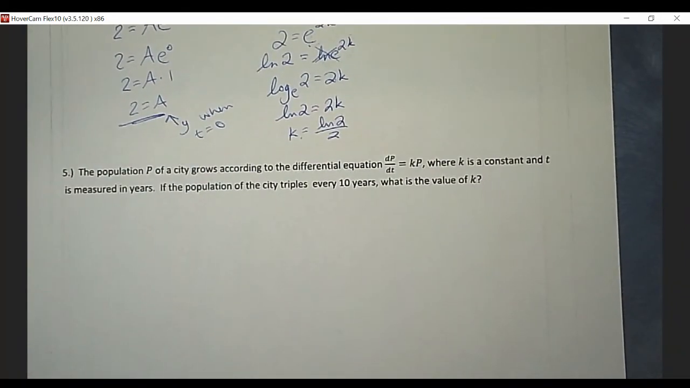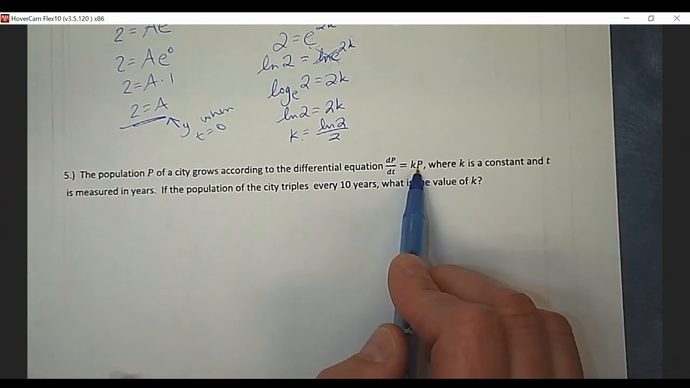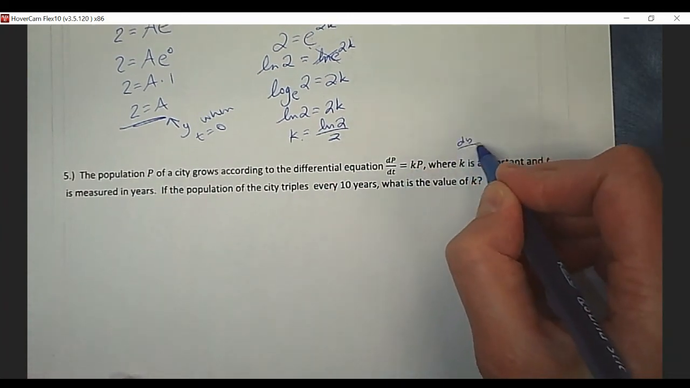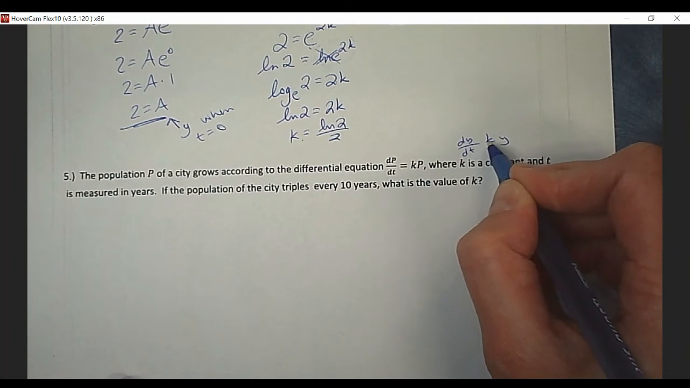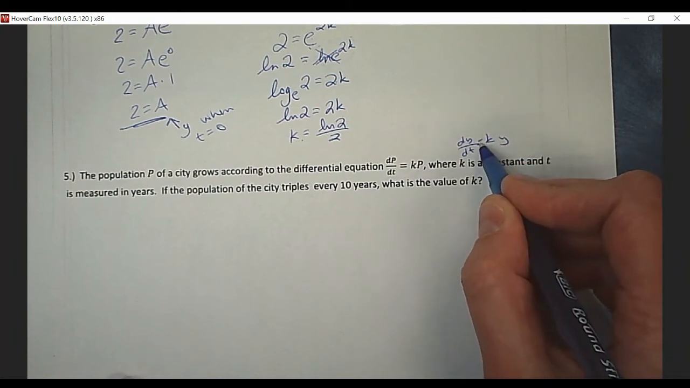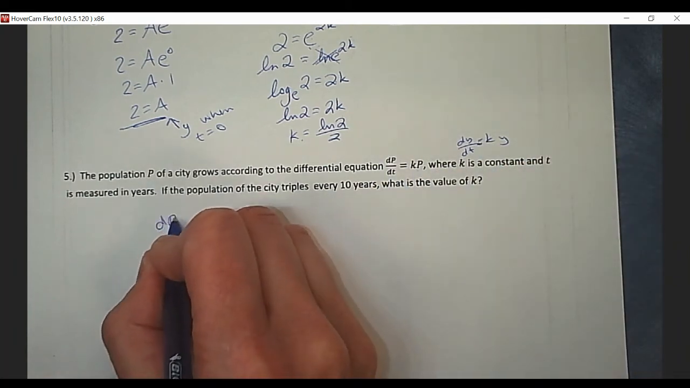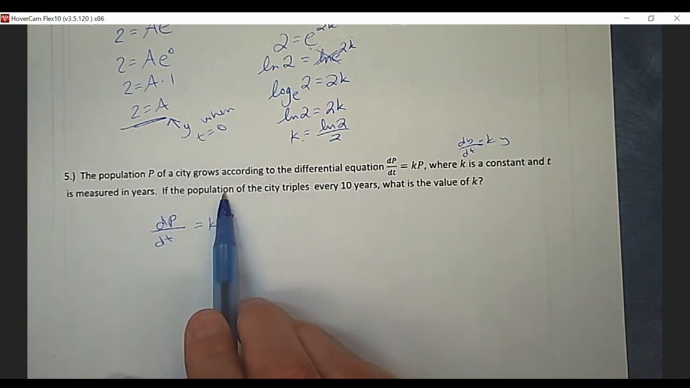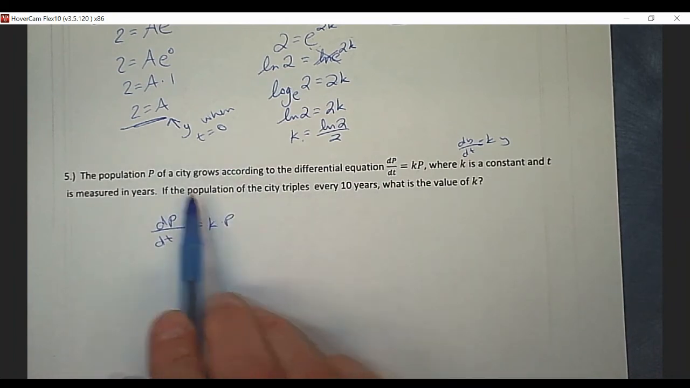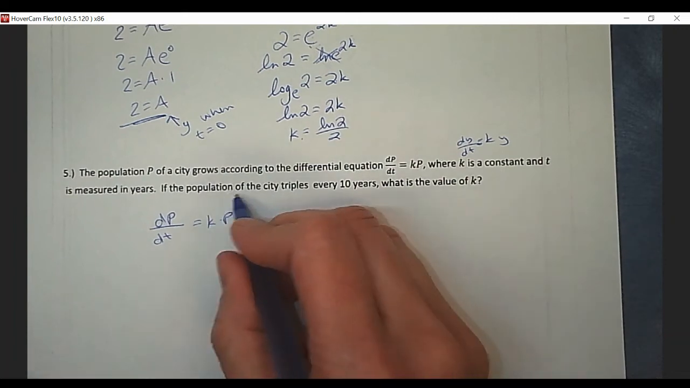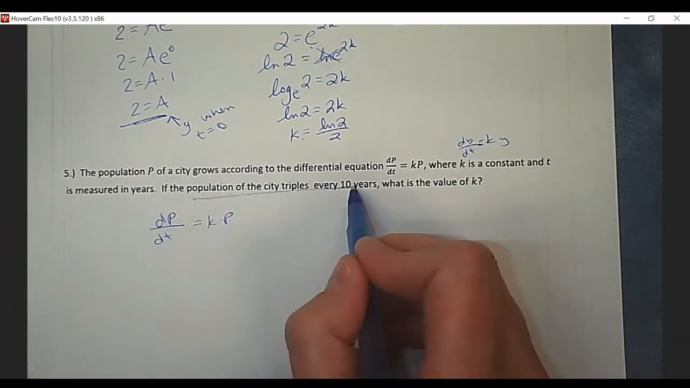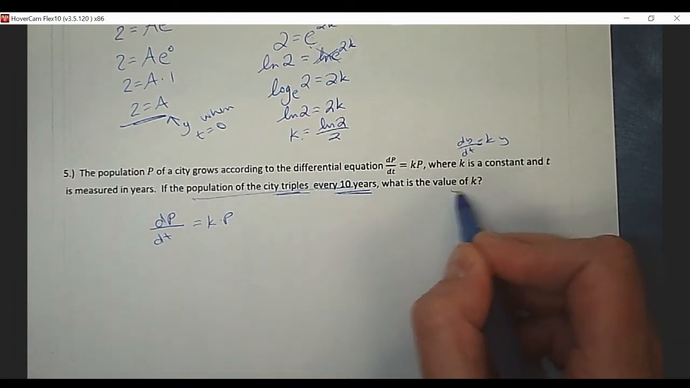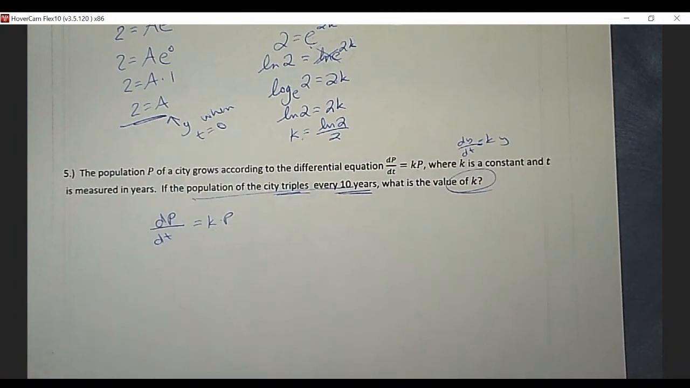For this one, it's a little different because what we have is a differential equation. It's in that same format, the format that we're looking for. Instead of y, we have p instead. That's all. So we have dp/dt equals k times p. And we don't have any specific points given, but what we know is the population triples every 10 years, and we want to find the value of k.